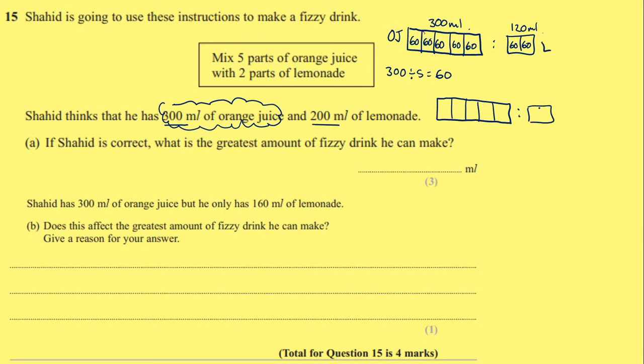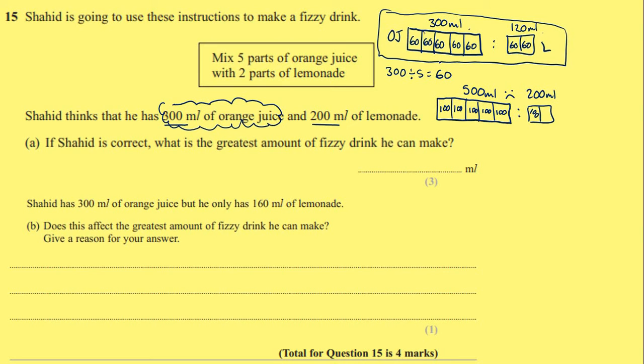But just to be sure, if I had 200 ml of lemonade, then these would all be 100s. But there are 5 of them, which would mean that if I used all 200 millilitres of lemonade, I would need 500 millilitres of orange juice, which I don't have. So it's this one here that's the recipe. He'll use 300 millilitres of orange juice and 120 millilitres of lemonade, leaving 80 millilitres left over.